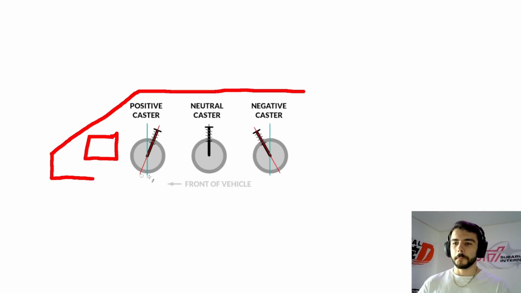Now, with positive caster, the angle is towards the front. So it's as if the struts are pointing towards the front of the car, down towards the ground. Neutral caster is where it's perfectly straight, and negative caster is where it's pointing backwards towards the ground. Which is a little strange, at least to me. But it has an interesting effect.